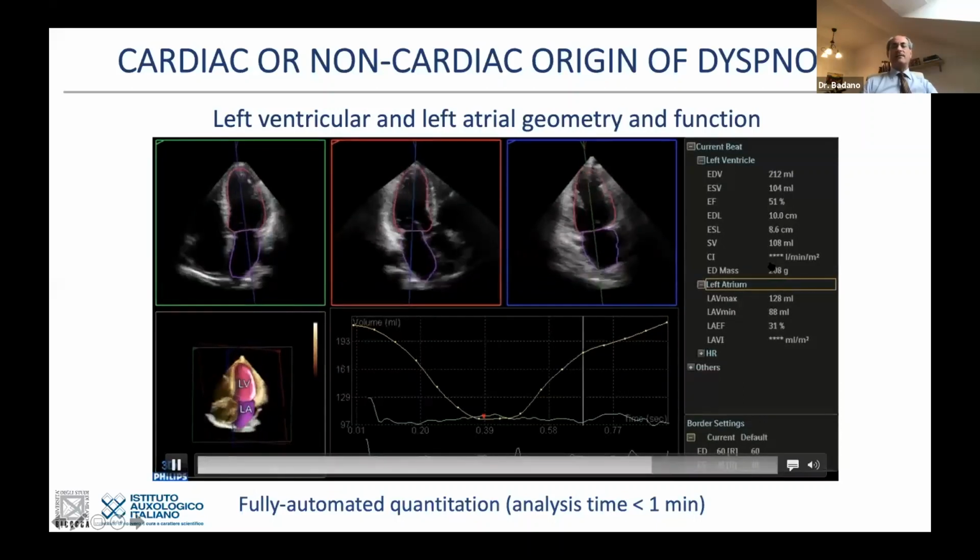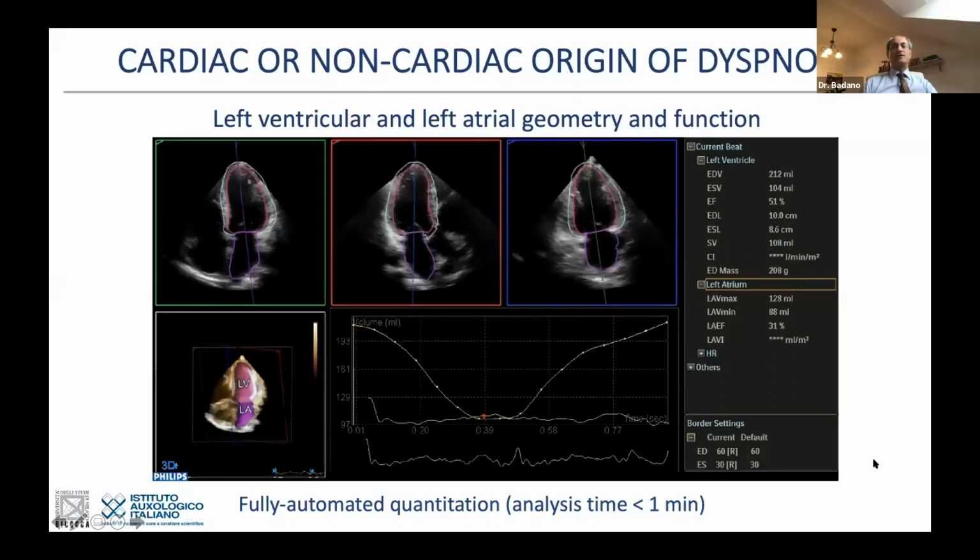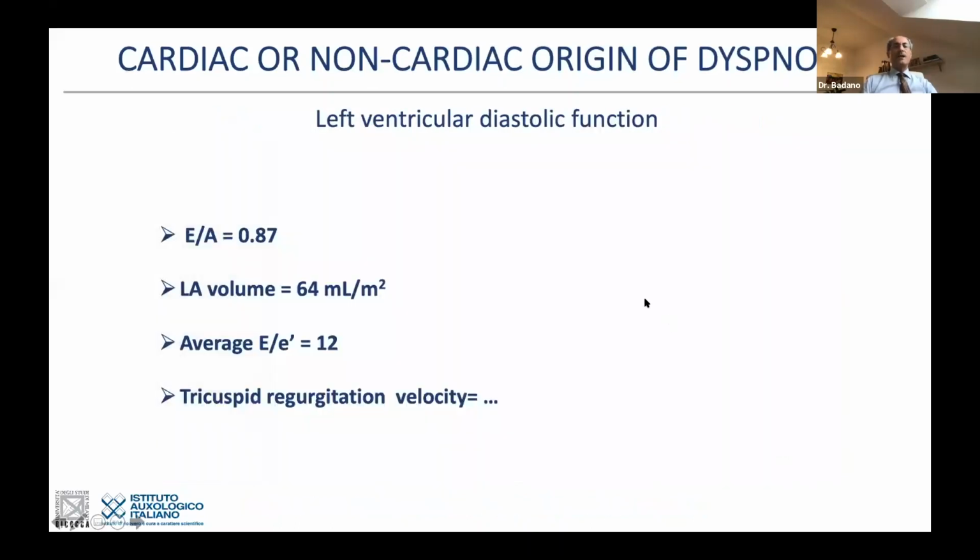And here you have the full quantitation of the cardiac chambers with the volumes of the left ventricle, the ejection fraction, the length of the ventricle, the stroke volume, the cardiac output, the left ventricular mass, and also the maximal and minimal volume of the left atrium with the total left atrial emptying fraction. So you have a lot of data that can be acquired very quickly using your new technology, that is the heart model.